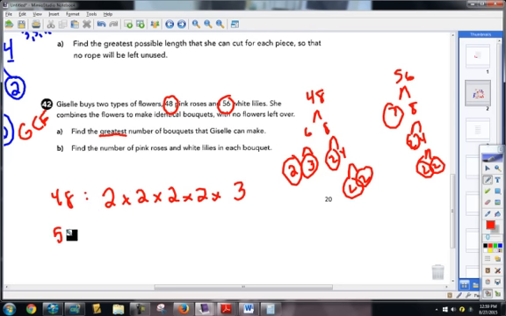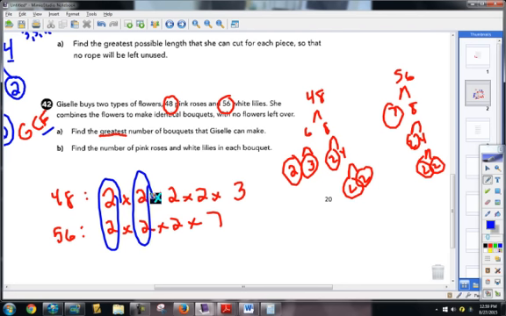And then for 56, we're going to have 2 times 2 times 2 times 7. Okay, again, we're doing GCF, so we look for common factors. I see a common 2, I see a common 2, and I see another common 2. I'm going to use one of each of those and multiply them out. 2 times 2 times 2 is 8. I know that the greatest number of bouquets that Giselle can make would be 8.